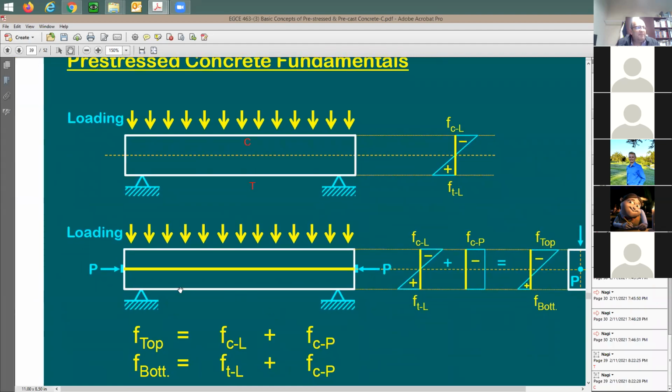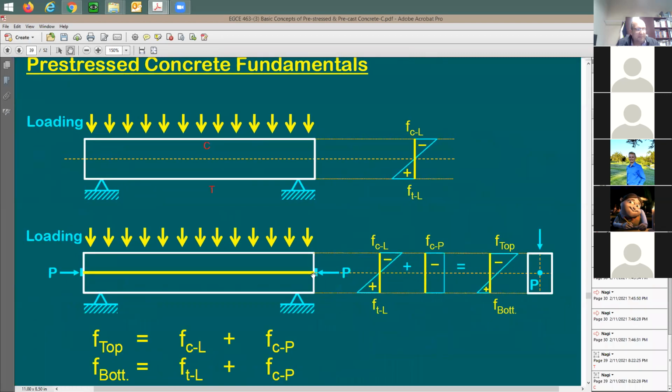Now let's see what happens when you apply the pre-stress and the loading at the same time. You see the pre-stress I put right in the middle. And let's see if this is going to help or if this is not good.